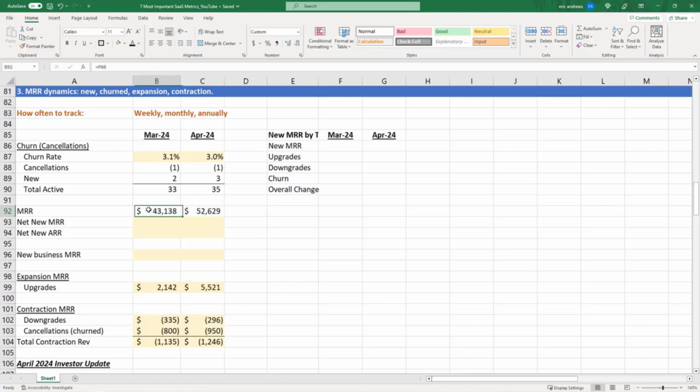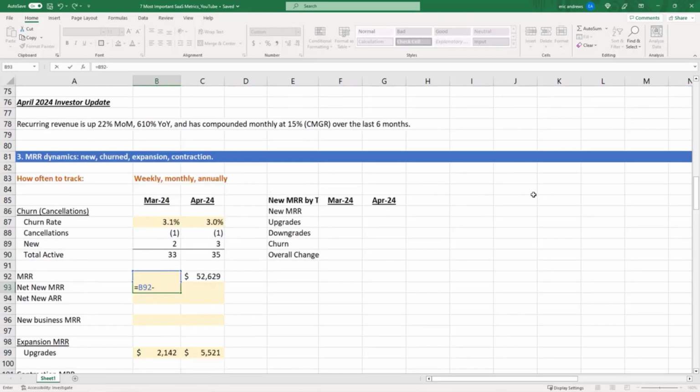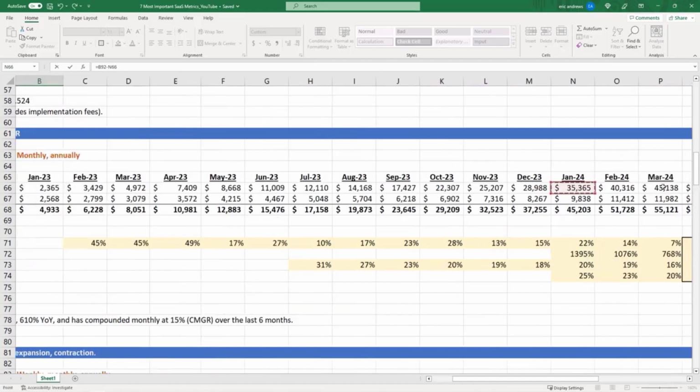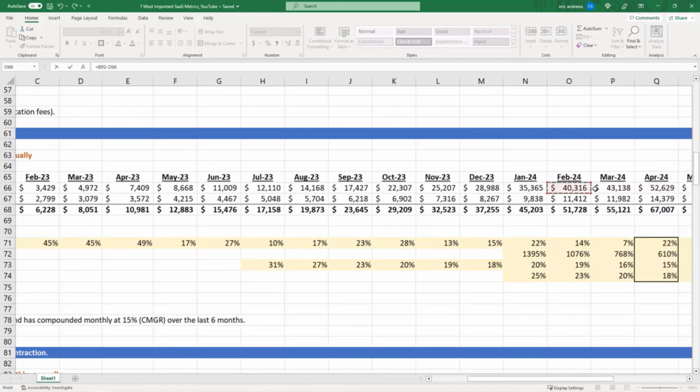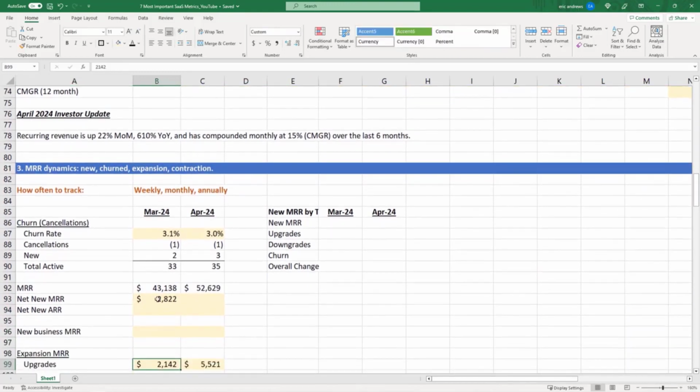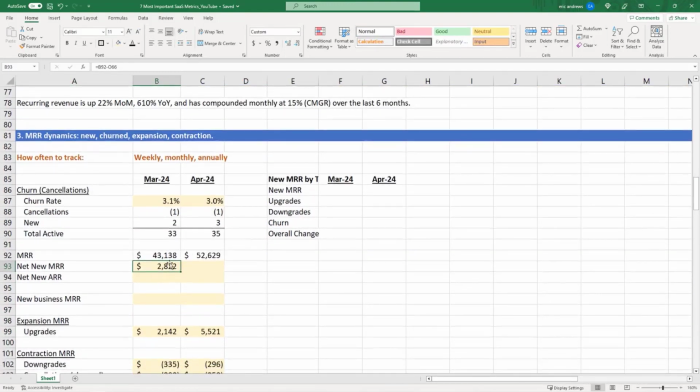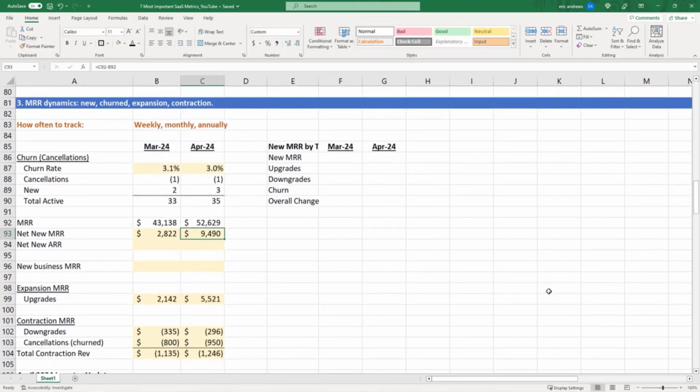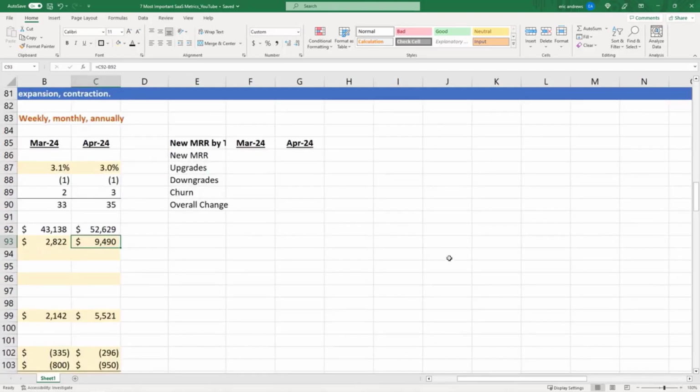Okay, now we have the rest of the categories. We have our MRR from up above, monthly recurring revenue. One thing that's good to look at is your net new MRR: how much new MRR did you bring in month over month? I'm going to take the February number. In March, we brought on 2,800 of net new MRR. In April, we brought on 9,490 of net new MRR.